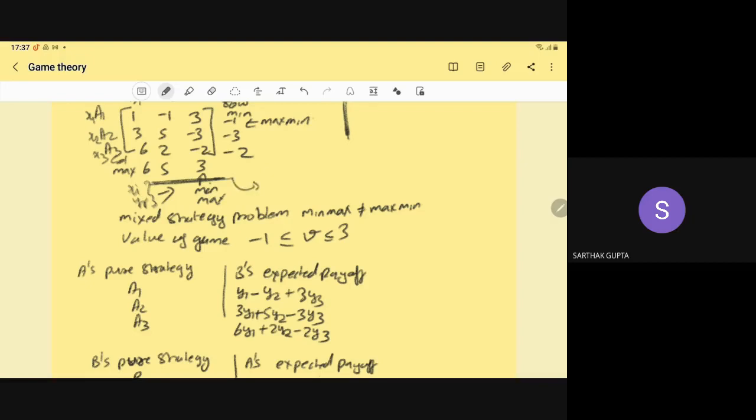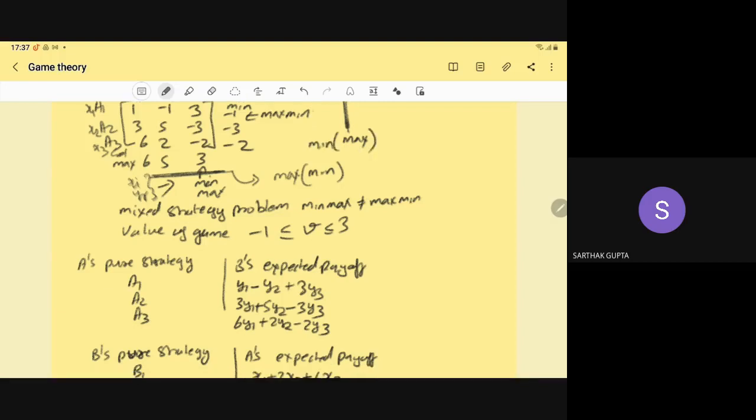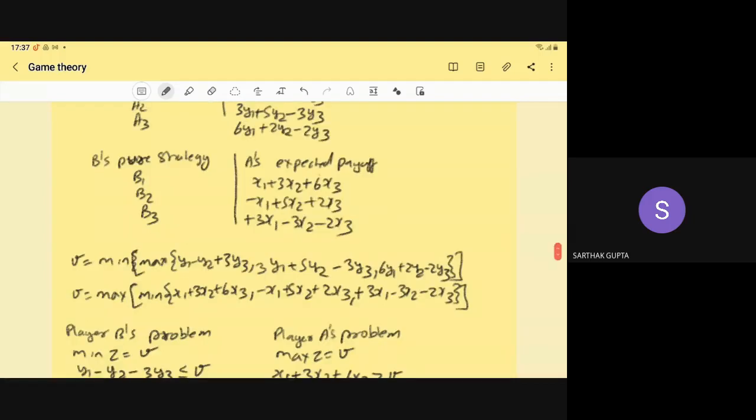In this we have to compute first the row min, then its max. In the column we have to compute the column max, then we compute the minmax, right? That's all we will do here. So v is what? Because minmax is equal to maxmin is equal to v only. So v is the minimum of the max of these, and v is here the max of the min of these.